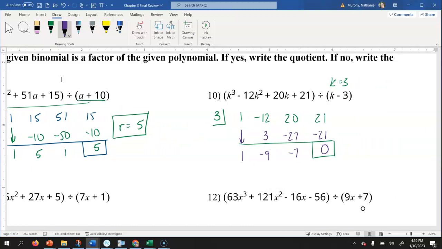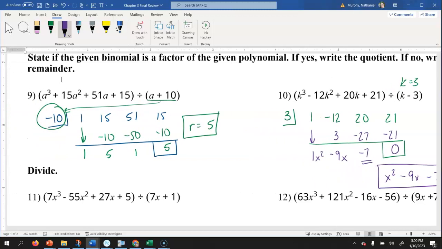So if there is no remainder, we need to write the quotient. The quotient, remember, this is going to stay a constant. That stays negative 7, but then I'm going to put an x in here and an x squared here. So our answer is x squared minus 9x minus 7. That would be the result when we divide by x minus 3. So we call that the quotient.